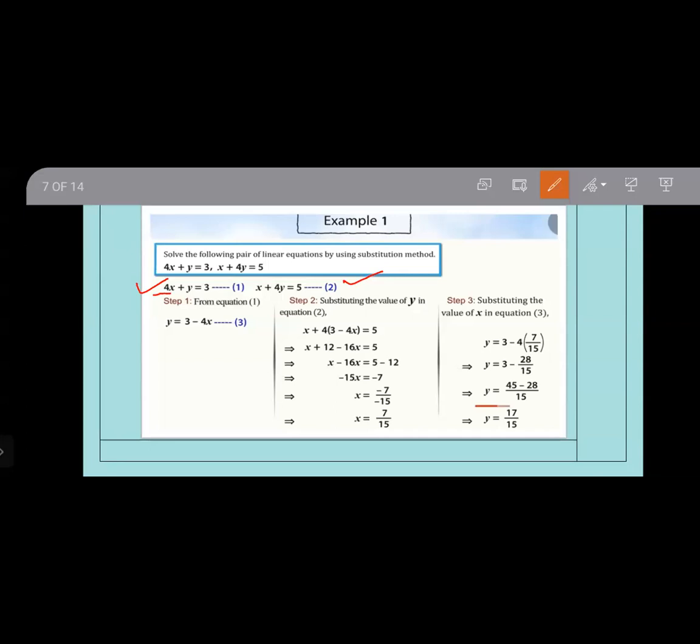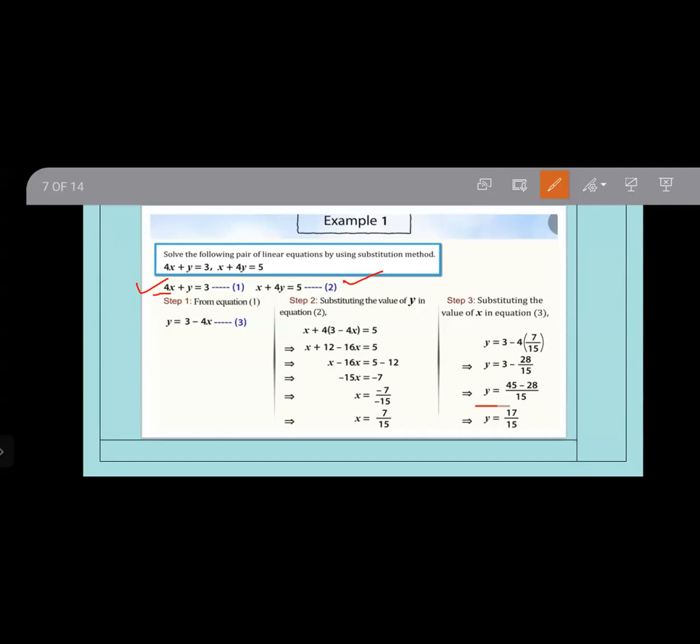But what I suggest is that the equation which is in the lowest form, select that equation so that it will be easier for you to substitute. Now here, I have taken equation 1, that is 4x plus y equals 3.